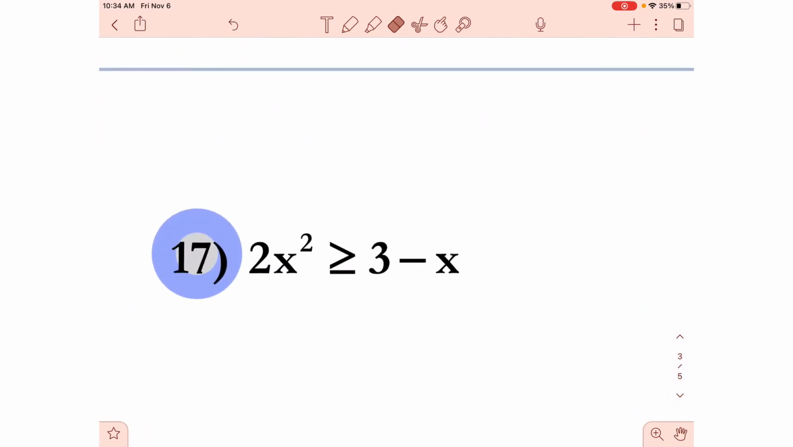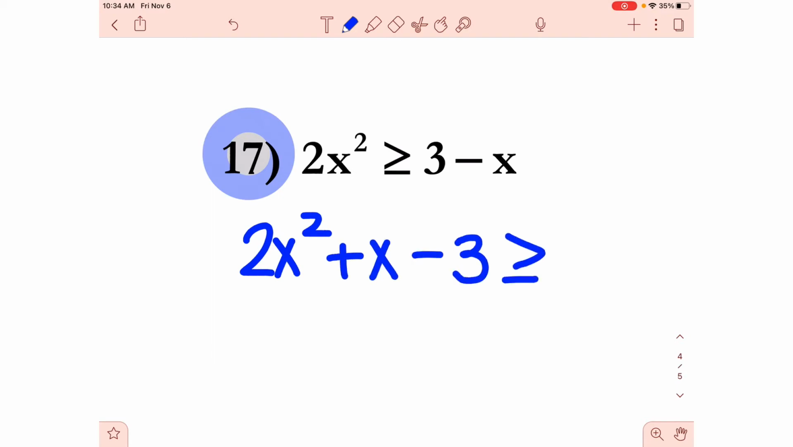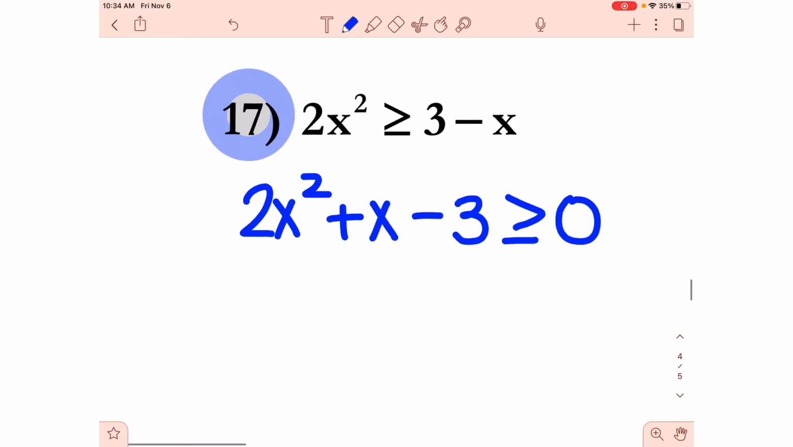Number 17, pretty straightforward. Let's just get everything on the same side. So 2x squared, let's do plus x. I add the x over to the left and I subtract the 3. Greater than or equal to 0. We've got a factor.